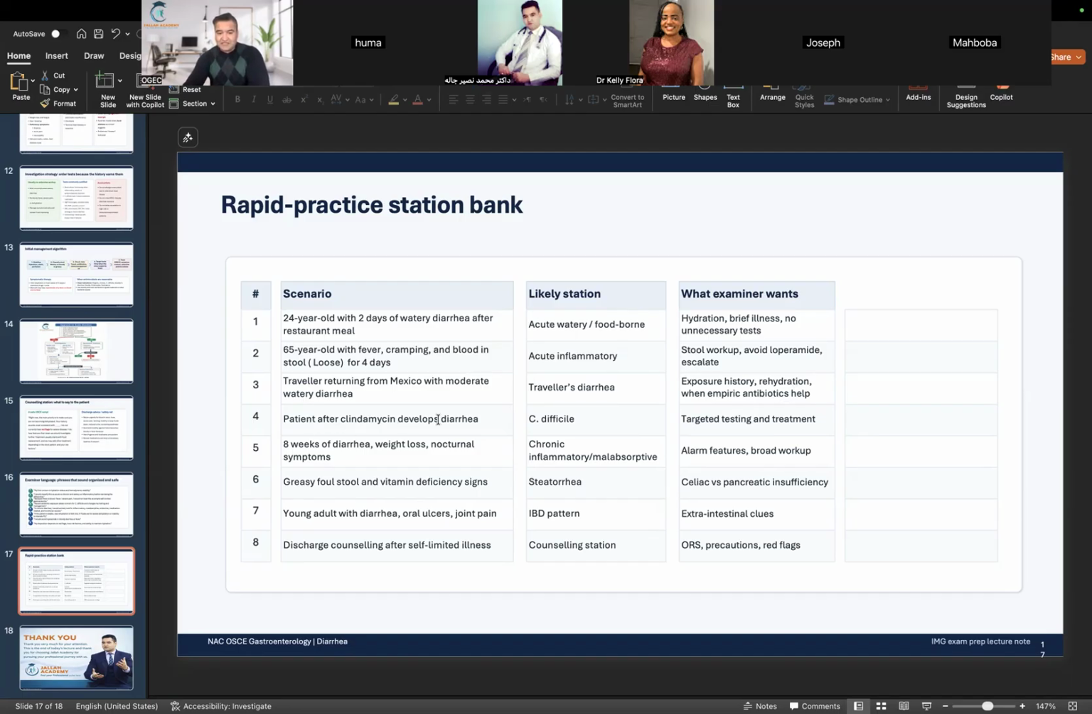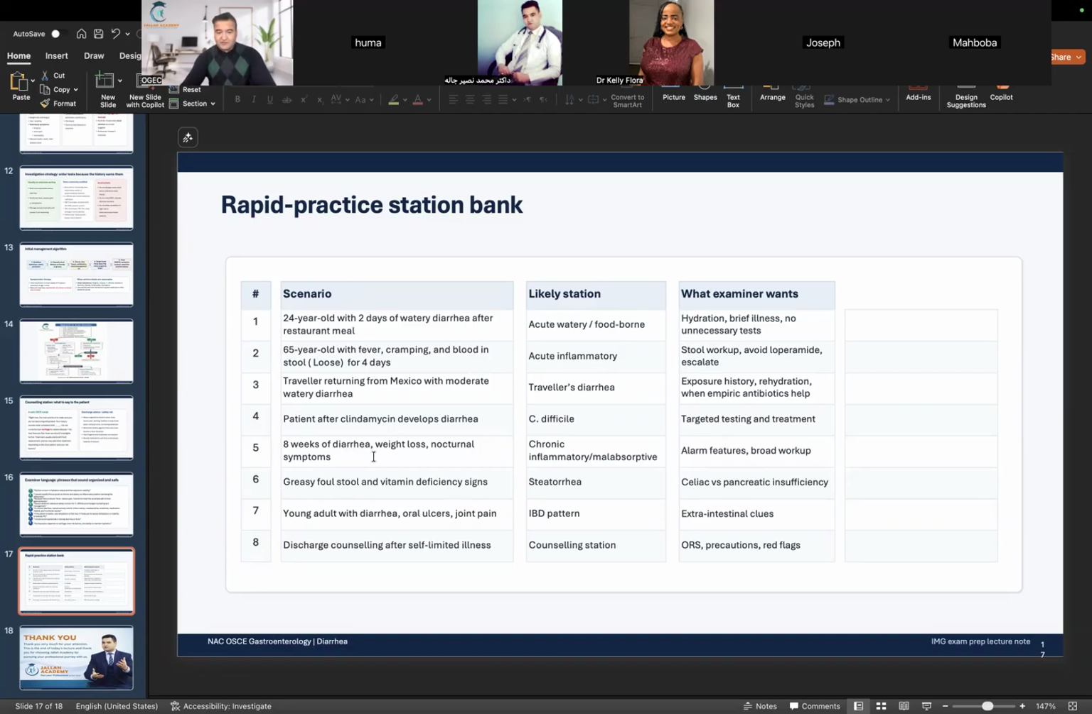Patient after clindamycin develops diarrhea. After clindamycin, so this is antibiotic-induced diarrhea, which could be Clostridium difficile: targeted testing and treatment, stop the medication, supportive management. Then if the patient is not improving, I have to add vancomycin. If things get much worse, the patient develops hypotension, shock, or ileus, in that case I have to add IV metronidazole as well.